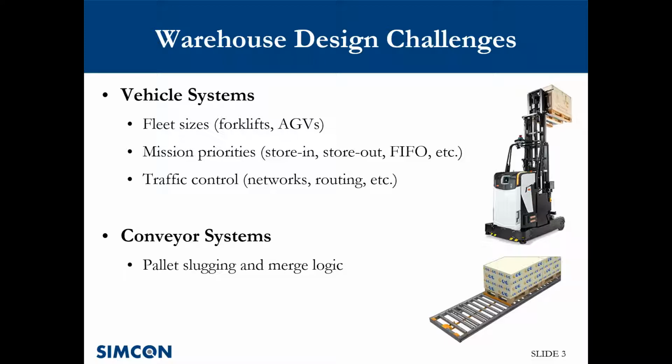Finally, conveyor systems. These aren't included in every warehouse, but they are included in some, so we're including it in this slide. If you have your AGVs delivering pallets directly to a conveyor, and then the conveyor handles the delivery of the pallet to the final destination, conveyor system design can come into play. In those cases, you may have multiple conveyors feeding into one central sorter conveyor, which is responsible for distributing the pallets to their final destinations at a higher rate of speed. In that case, slugging logic and merge logic can come into play.